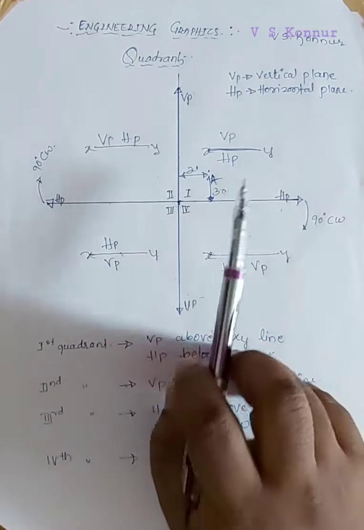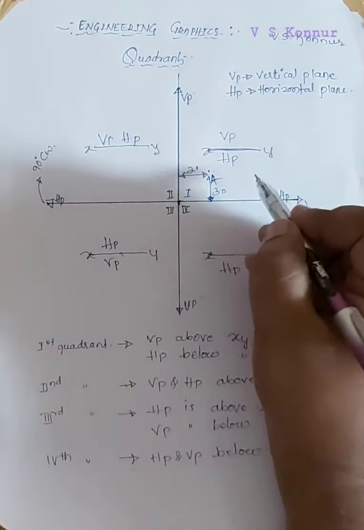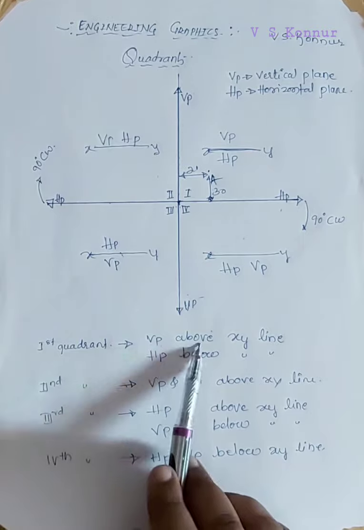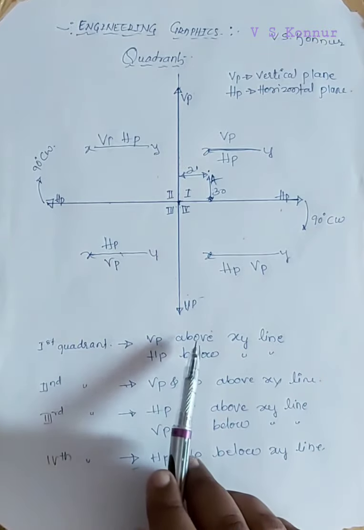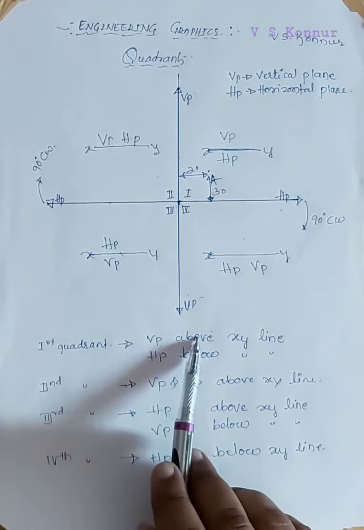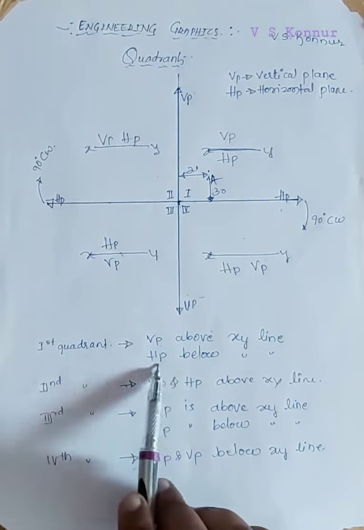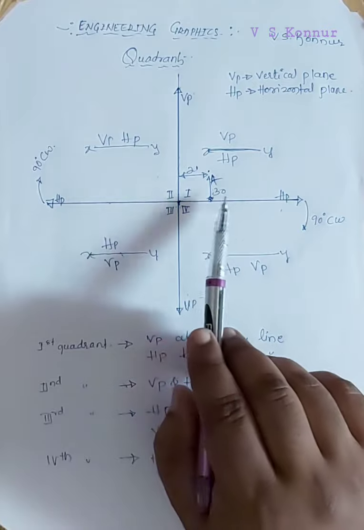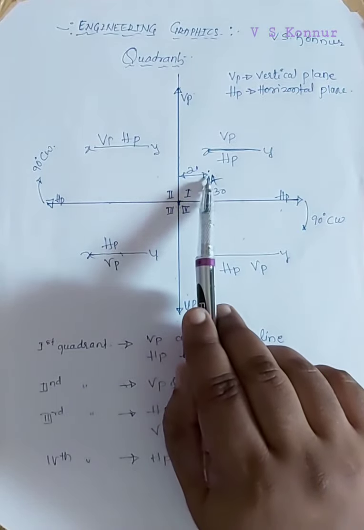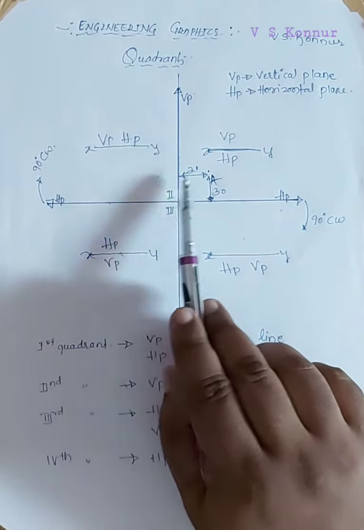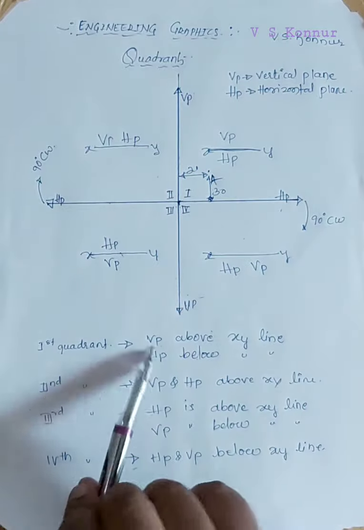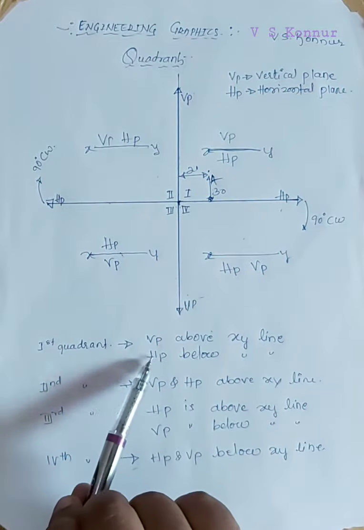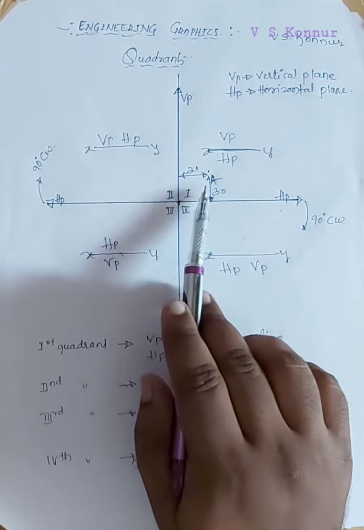It can also be defined in terms of the XY line: above XY line, below XY line. Above VP is above the XY line, HP is below the XY line. In the same way, in the first quadrant we can define it as 30 mm above the horizontal plane, 20 mm in front of the vertical plane. Both are the same. This is used for solving with the XY line. This is used to define in quadrants.